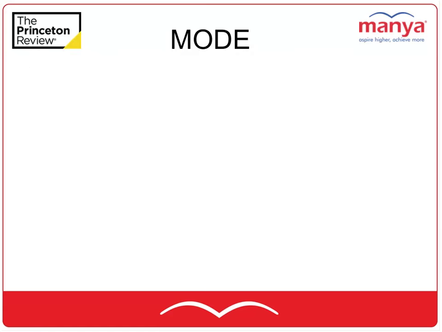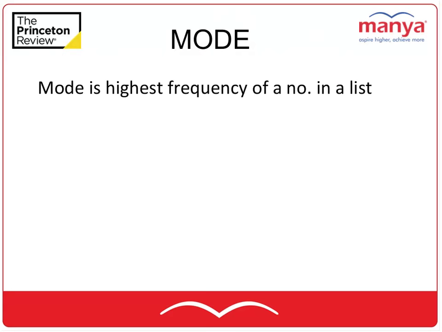So there are 3 M's in statistics, right? Mean, median, and mode. So now we are going to come across mode. What is mode? We saw mean, we saw median, and what is mode? Mode is the highest frequency of a number in the list. The number which comes the most number of times. That is going to be the mode in the given list of numbers.